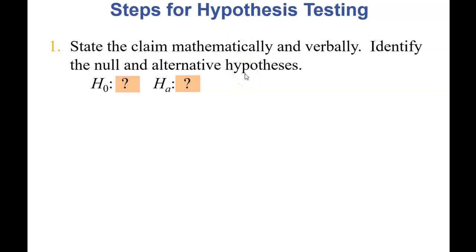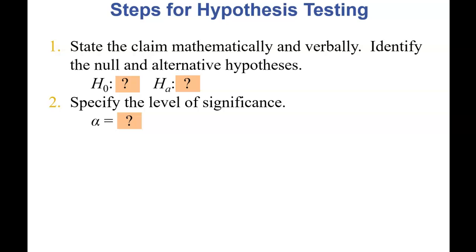So steps for hypothesis testing, I'm just going to move this up. State the claim. Remember, you have to write down. You have to start with your claim, and then you will decide if it's your H naught or HA. All right, that's going to be your first step. Your next step is what is the level of significance, which is your alpha. Alpha will be given to you.